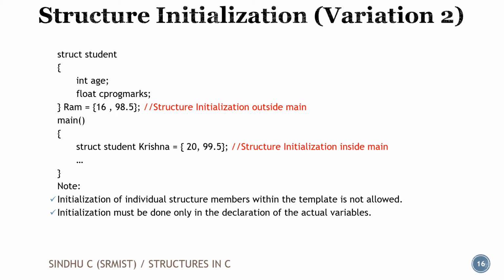And there are two more points to be included. The first is that initialization of individual structure members within the template is not allowed, which means inside the definition, I cannot simply say int age is equal to 5, which would mean age is equal to 5. We do not know whether it is of Ram or Krishna or any other variable which comes after it. The second is that initialization must be done only in the declaration of actual variables. Wherever you are creating the variable, say Ram or Krishna, along with it you will have to give the initialization values.